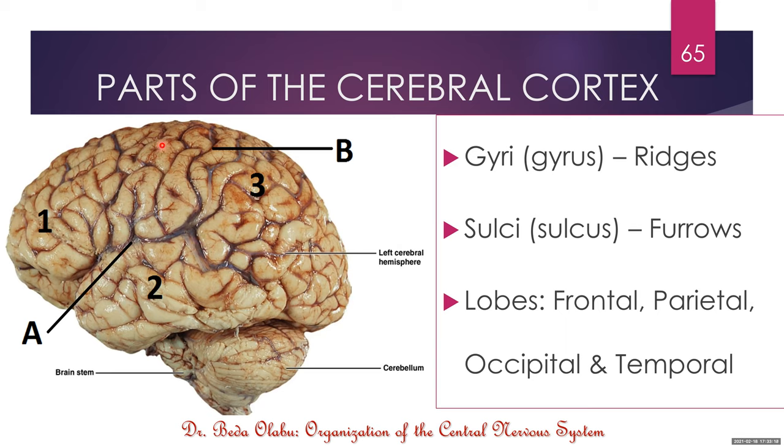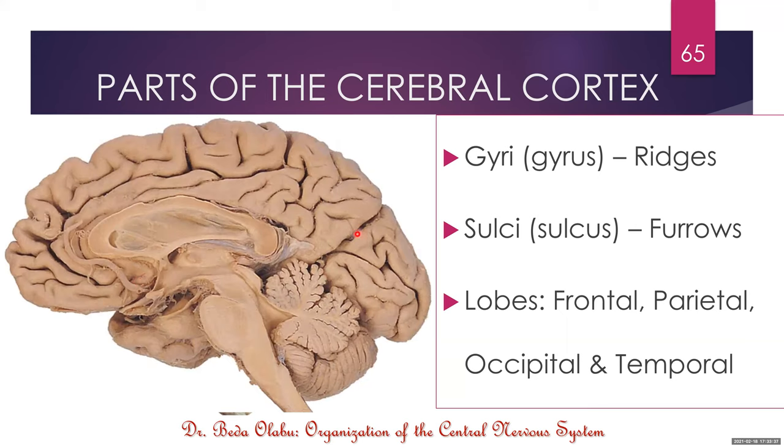The lobe in front of the central sulcus is called the frontal lobe. The lobe behind the central sulcus is called the parietal lobe. The lobe inferior to the lateral sulcus is called the temporal lobe.